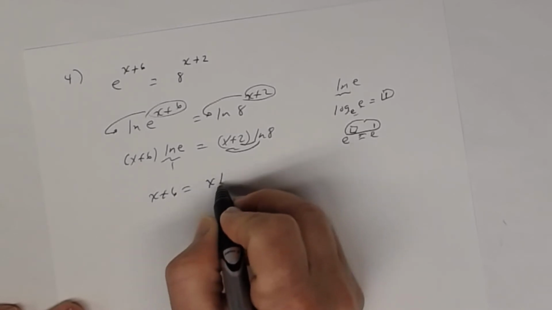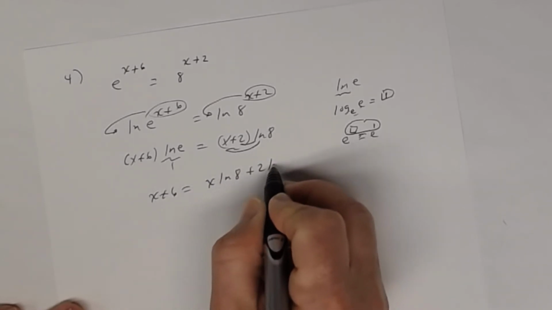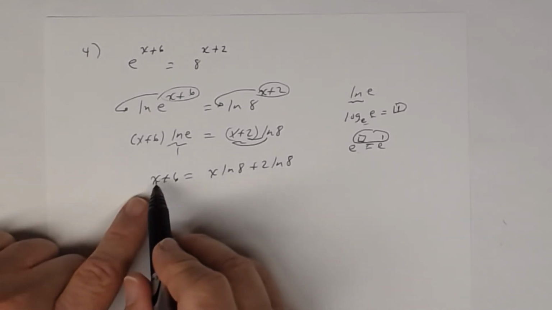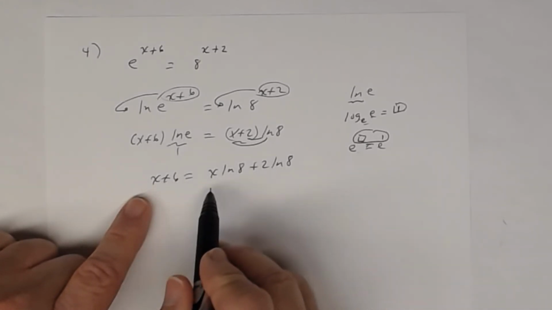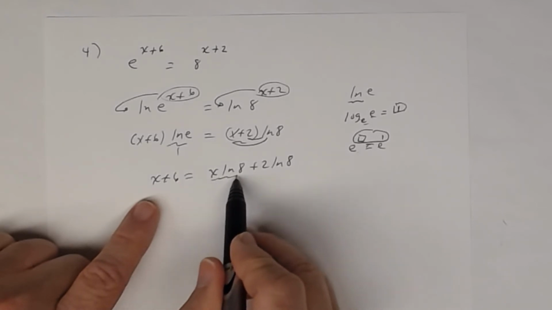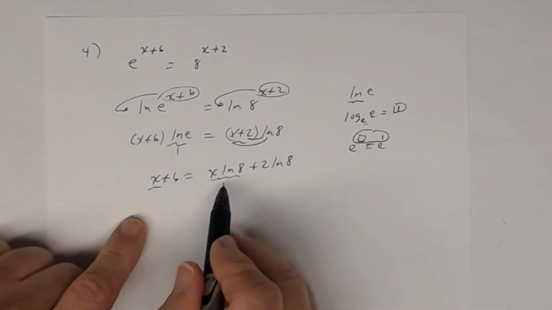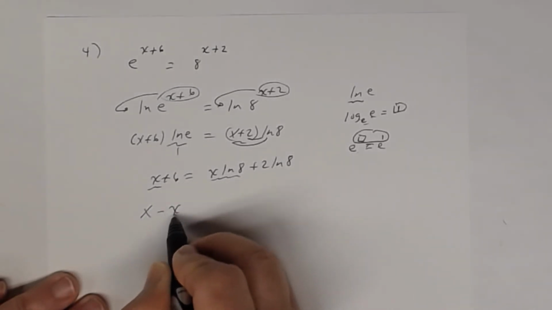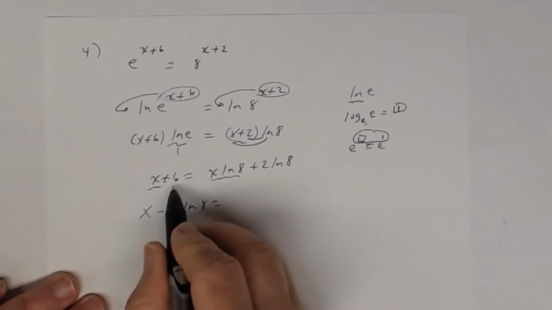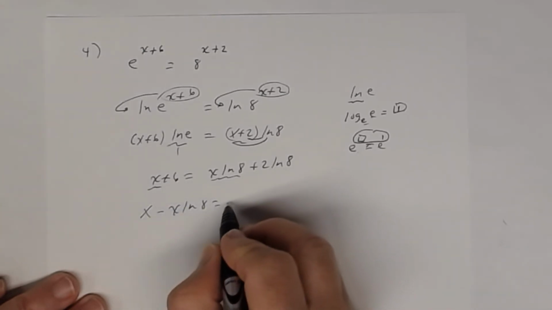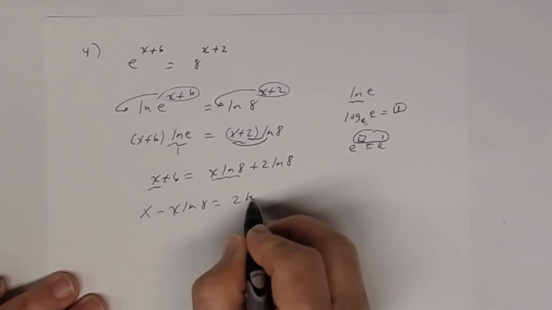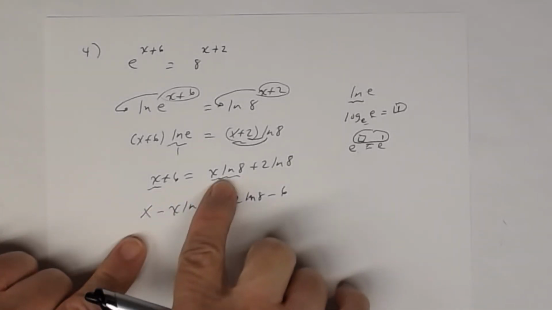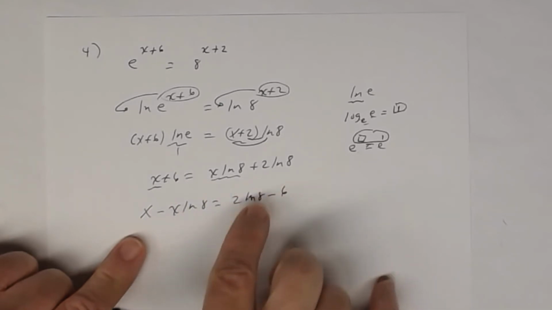I get x times the natural log of 8 plus 2 natural log of 8. All right, there are 4 terms here, 1, 2, 3, 4. Every term that has a variable x, I'm going to bring to one side. So let's bring them to the left side. So I get x minus x natural log of 8 equals, and then we'll bring the 6 to the other side. So I get 2 natural log of 8 minus 6. I brought x natural log of 8 to the left and then 6 to the right.